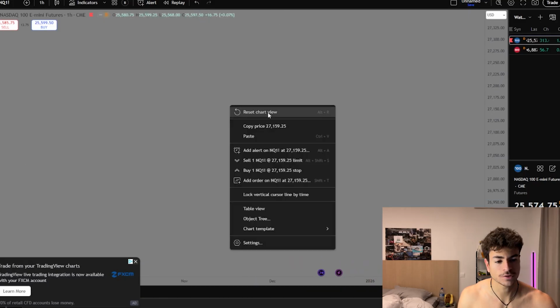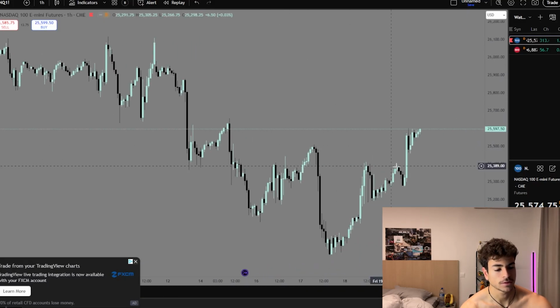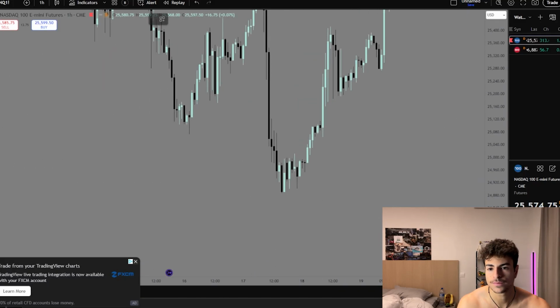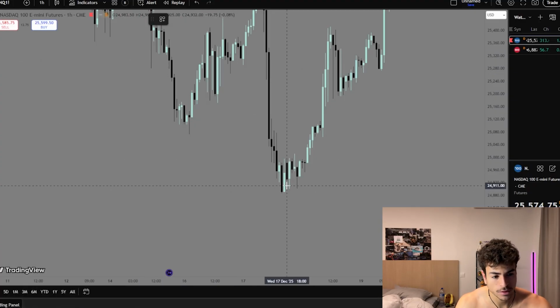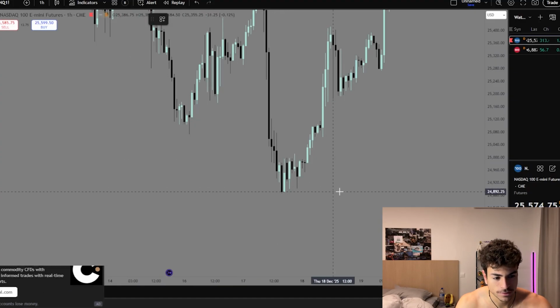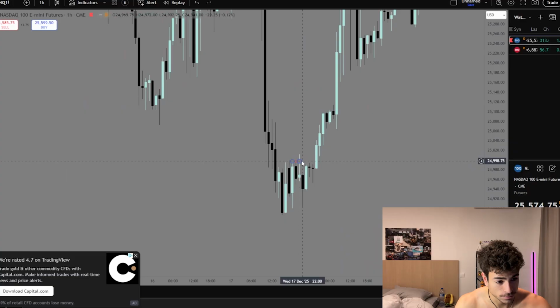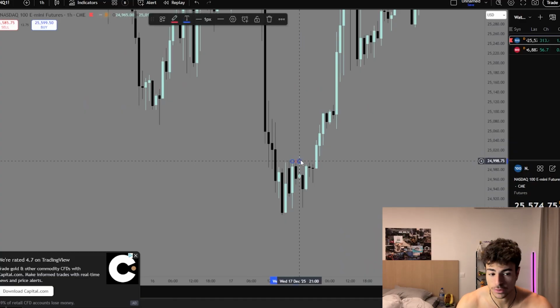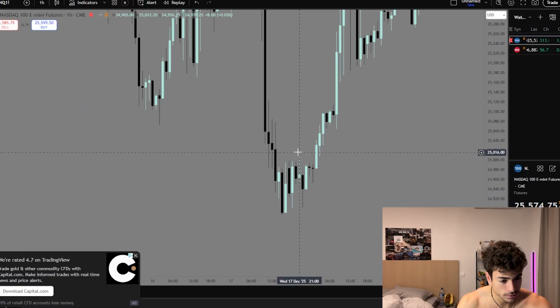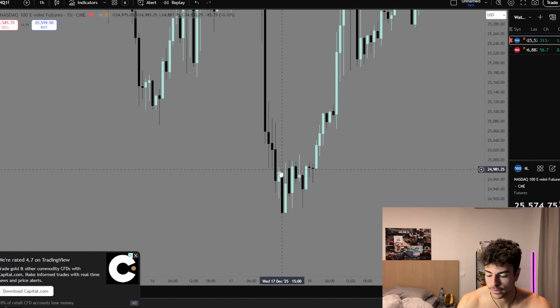Very, very easy. Reset chart view. See? This is an example. Breakout structure, where is it? First, since it's a bearish trend, we want to find the recent highs. We have a high here. Price went above it, but it failed to close, as you can see. So this was not a breakout structure, since it didn't close above that high wick.